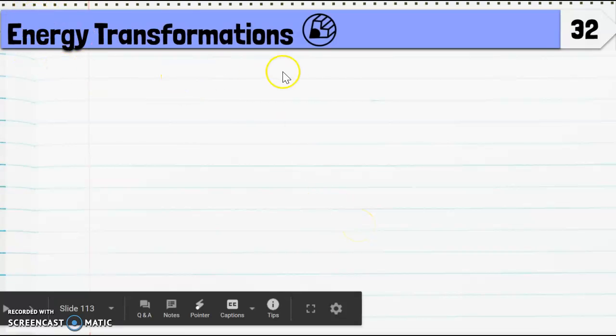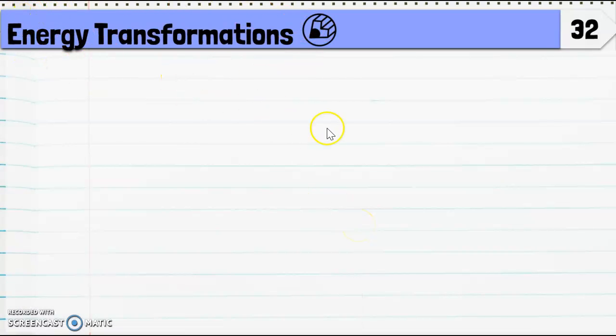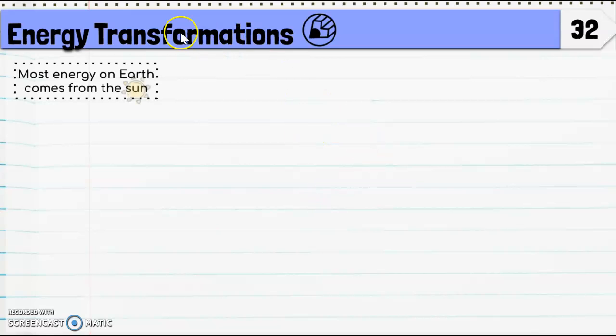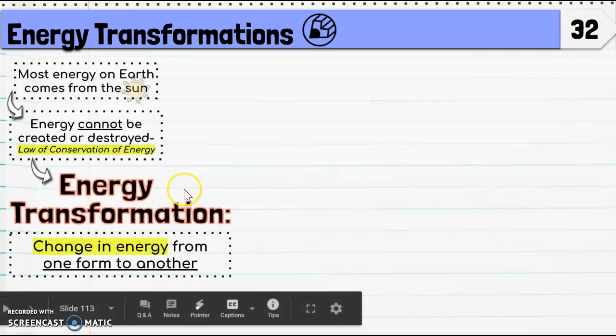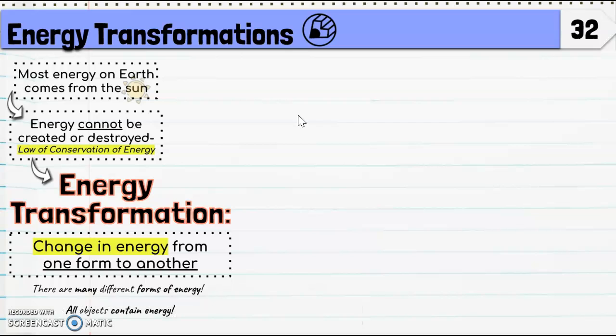Next, we're going to review energy transformations. Again, something you should have learned in 6th grade. Most energy on Earth comes from the sun, and energy cannot be created or destroyed. So that's the law of conservation of energy. And that's where those energy transformations come in. Energy transformations are a change in energy from one form to another. There are many different forms of energy, and all objects contain energy.